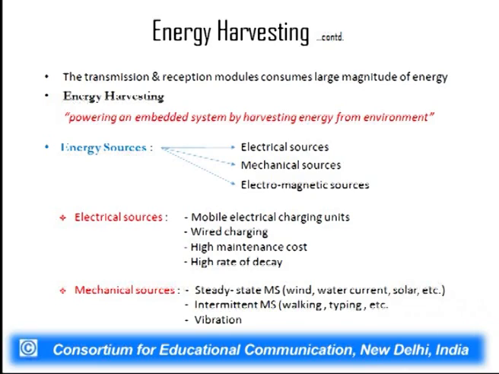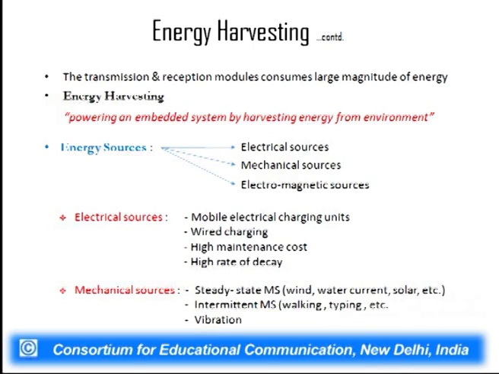Different energy sources that are associated here are the electrical sources, the mechanical sources, and the electromagnetic sources. When we are speaking about electrical sources, what is the characteristic? The mobile charging units are electrical, they are completely wired charging points. Obviously whenever a wired concept comes, it means that the maintenance cost is very high and the decay rate is also high. Now the mechanical sources are generally generated from walking or typing, and the source is basically the wind or water current, solar energy, etc., generated through vibration as well.